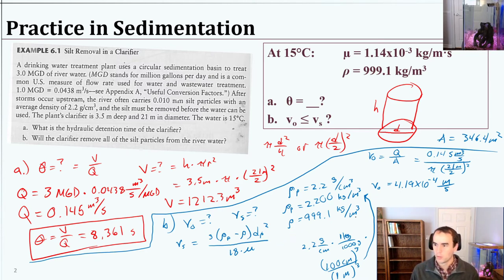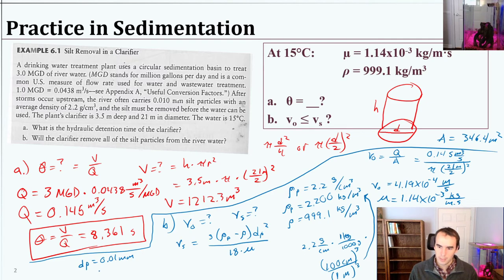We also know we were given mu. Because of the temperature, we can use the lookup table and get 1.14 times 10 to the minus third kilograms per meter per second. Put all of these things into this equation. I recognize there's one last thing we need. The diameter of the particle is given to us as 0.01 millimeters. Here we know that there's 1,000 millimeters per meter, just based on the SI prefixes.